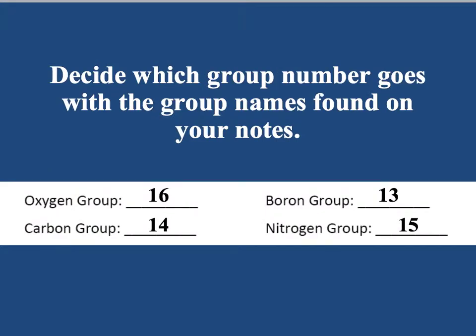All right, so here you have 4 elements: oxygen, carbon, boron, and nitrogen. You're supposed to look at your periodic table and figure out what groups they went with. Oxygen is in group 16, carbon in group 14, boron 13, and nitrogen 15.